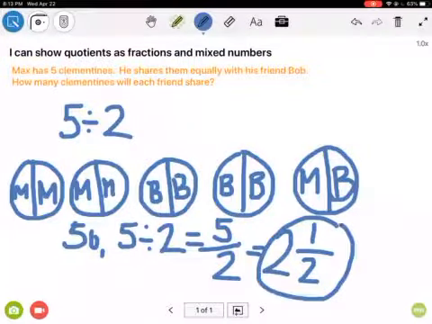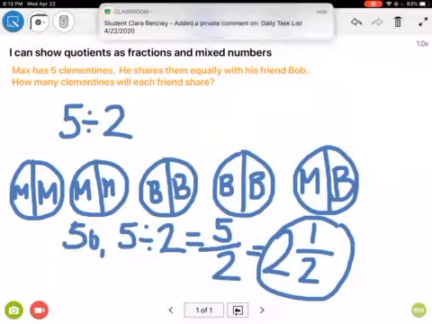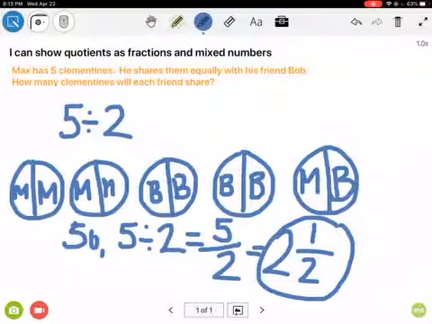So our picture that we drew to help us figure out what 5 divided by 2 is equals the same thing as the equation that we just solved. I hope this is helpful. Please let me know if you run into any kind of problem trying to turn our fractions into mixed numbers.